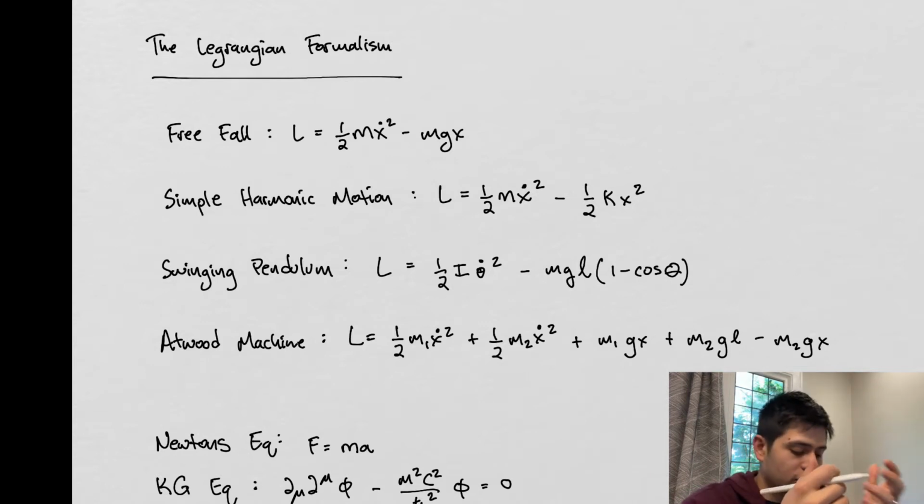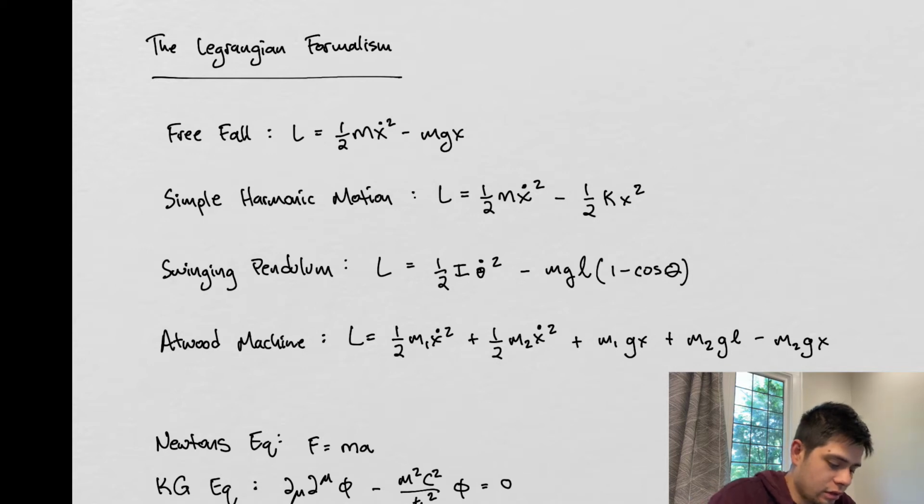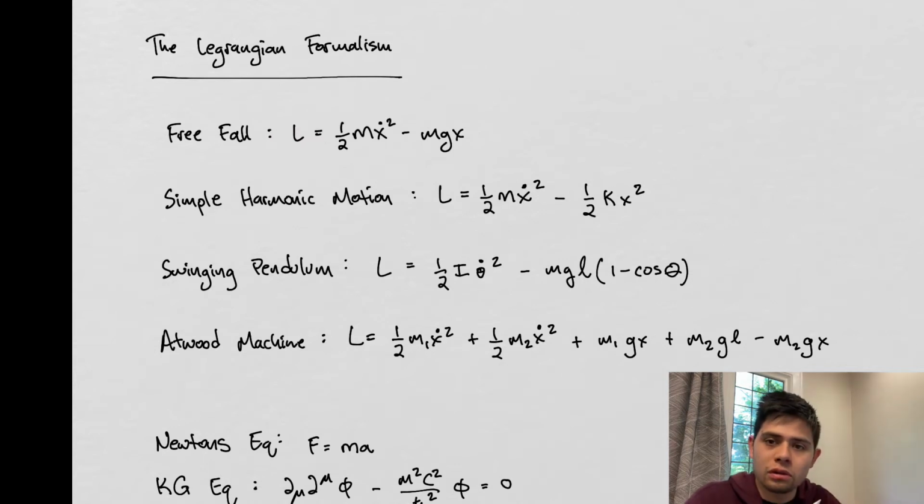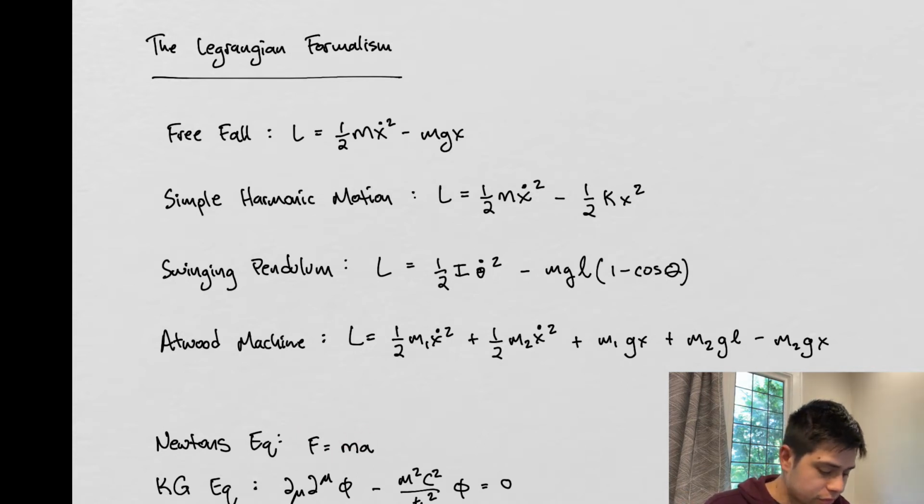So we can have a Lagrangian, for example, right here. This is our classical Lagrangian. When we perform something called an Euler-Lagrange equation, which we're going to derive in this video, we'll be able to get F equals ma, and that's Newton's equation right here that I have down here.